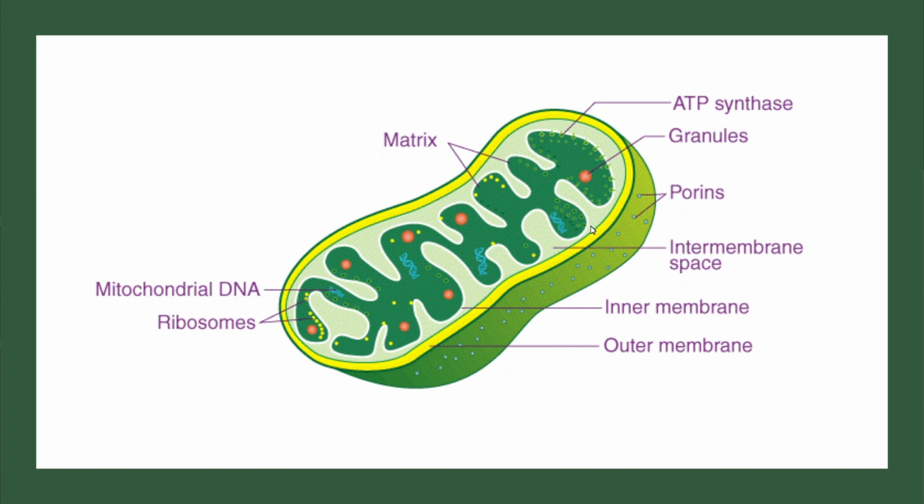Remember, I said in the previous topic that we have a fluid-like substance in the cell called the cytoplasm, and in the chloroplast it is called the stroma. Now in the mitochondrion, you have the matrix. That's the fluid-like substance found in the mitochondrion.